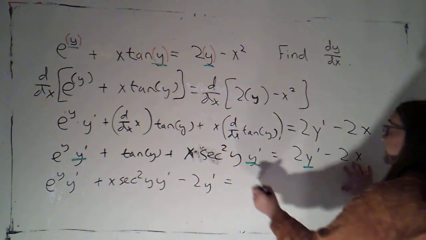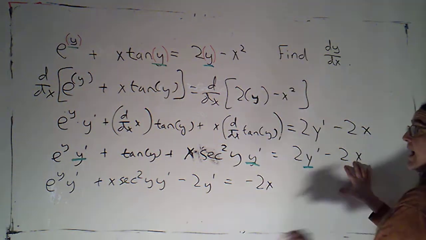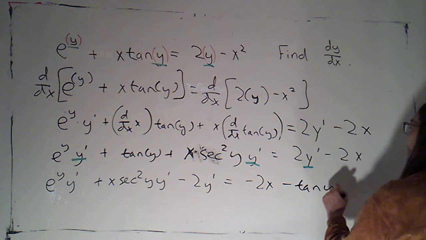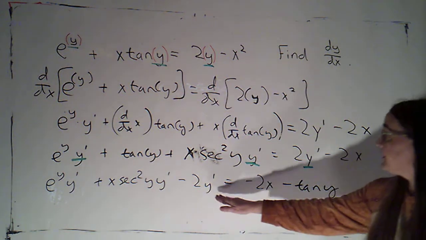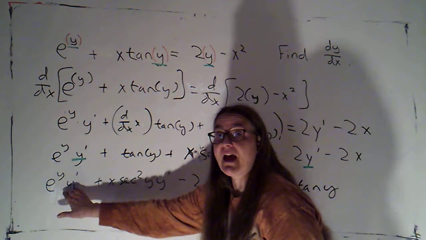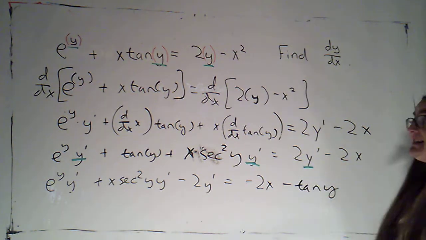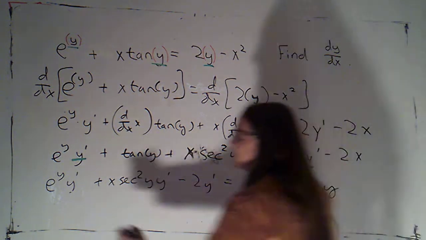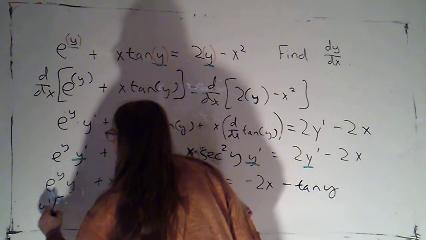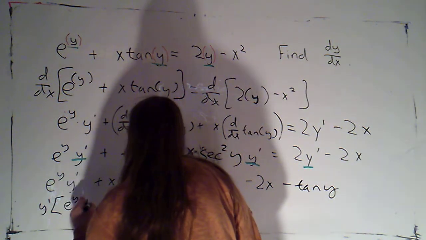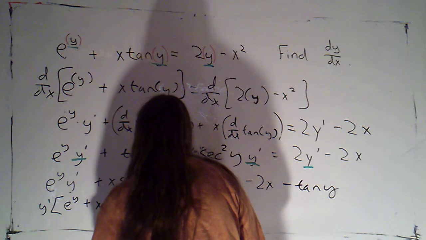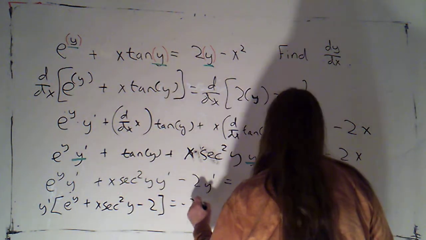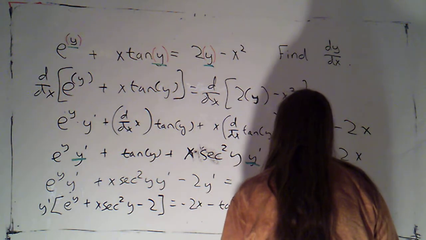That's going to equal. The negative 2x can stay on the right, and remember we said we needed to subtract over that tangent of y. So now every term with a y prime in it is on the left. Every term on the right does not have a y prime in it. What that means is I can factor out the y prime. So we've got y prime times the quantity e to the y plus x secant squared y minus 2 is equal to negative 2x minus tangent of y.